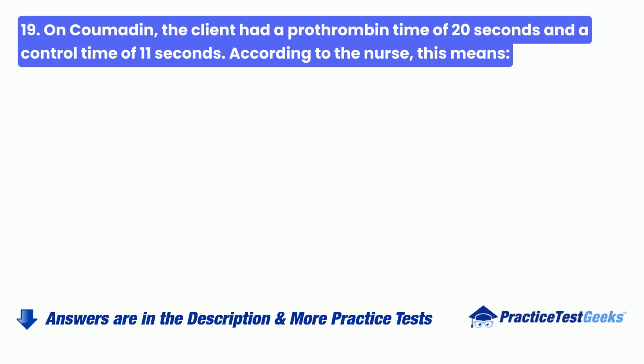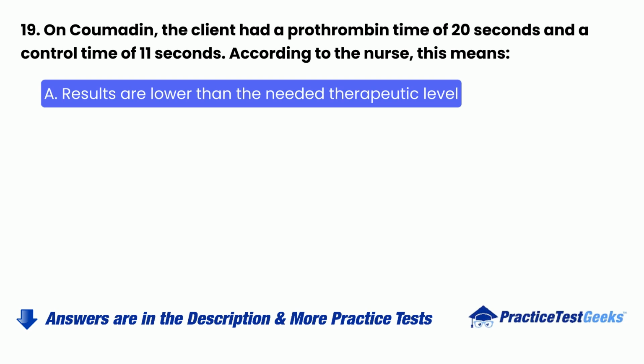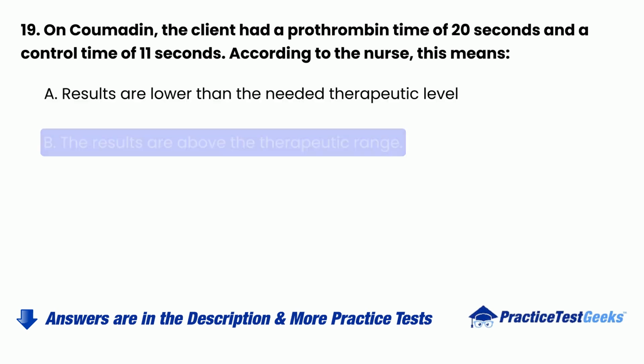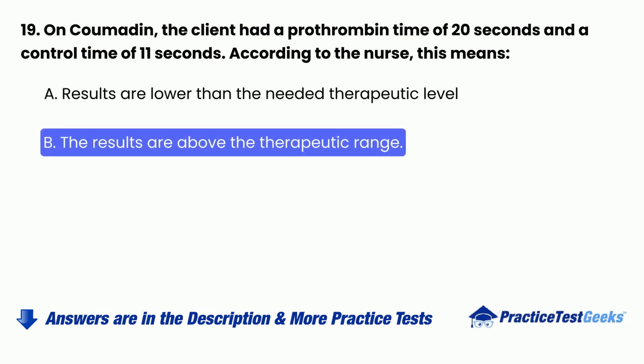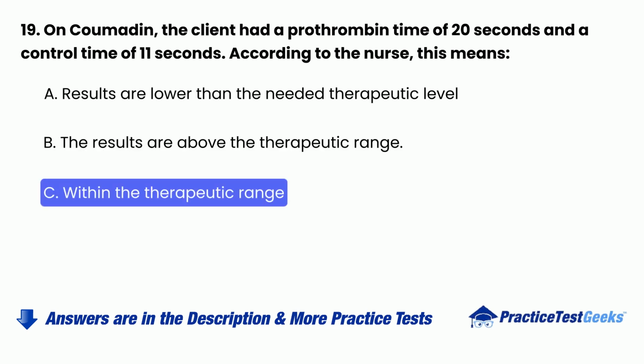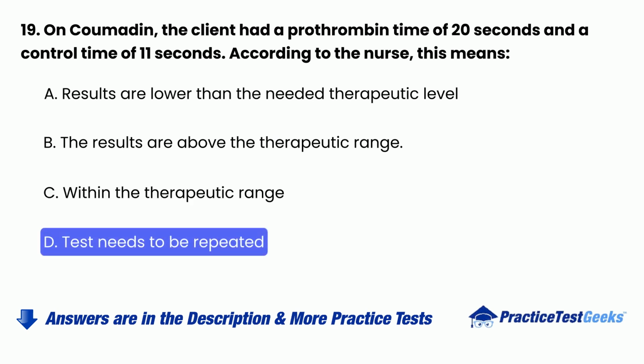19. On Coumadin, the client had a prothrombin time of 20 seconds and a control time of 11 seconds. According to the nurse, this means A. Results are lower than the needed therapeutic level. B. The results are above the therapeutic range. C. Within the therapeutic range. D. Test needs to be repeated.